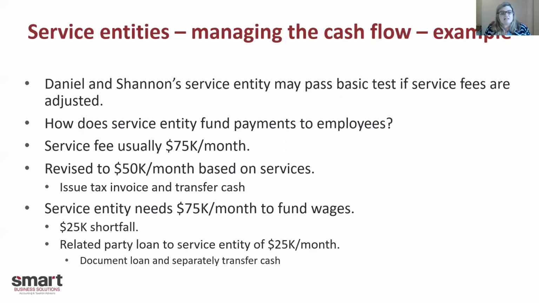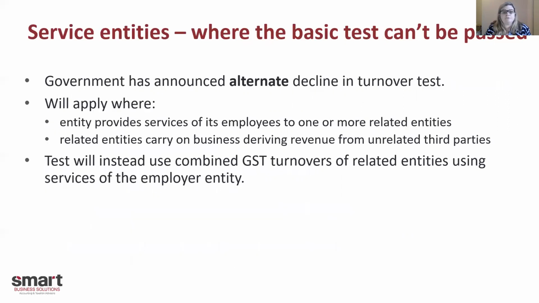If you do have this scenario, the remaining $25,000, if you did need $75,000 into that service trust each month, but we are reducing the amount of staffing time and service that's provided, that $25,000 will be put through as a loan. So basically as a shortfall, and it's important that you do that to make sure it reflects what actually has happened and make it a separate cash transaction to go through.